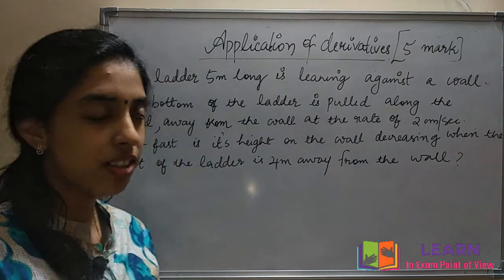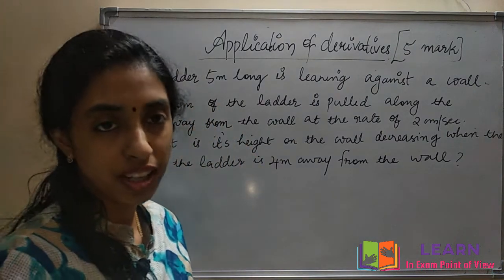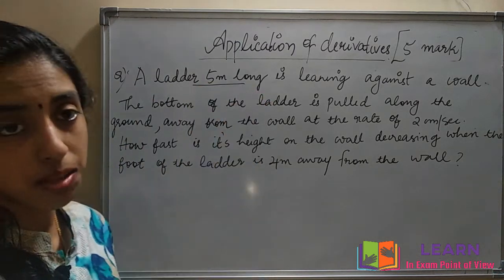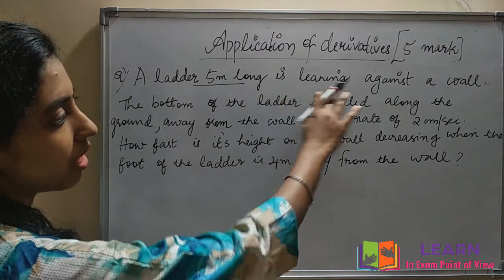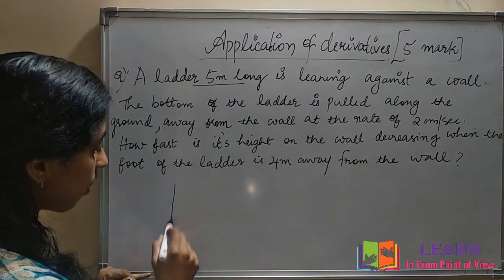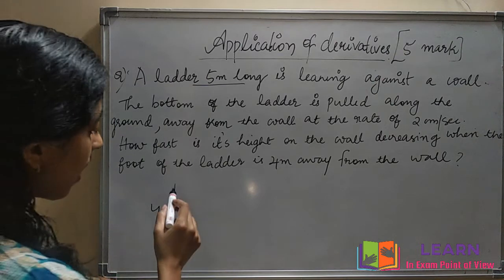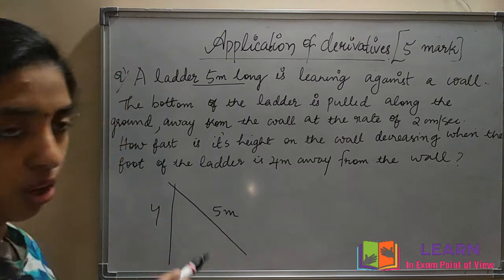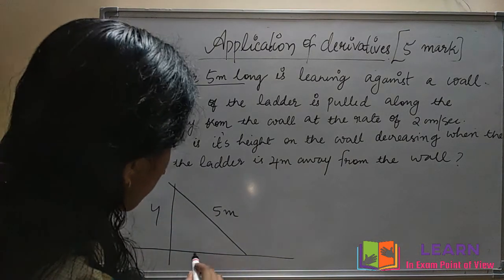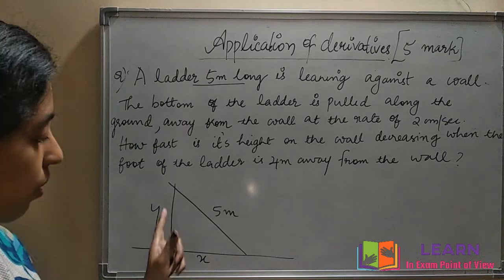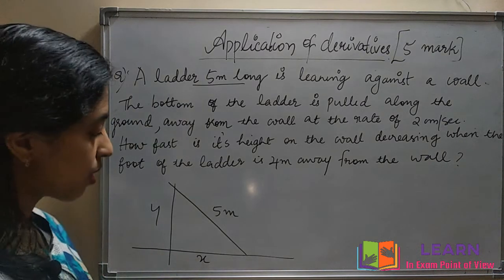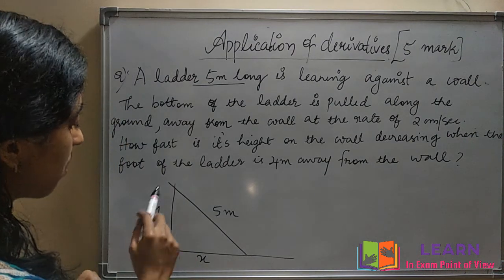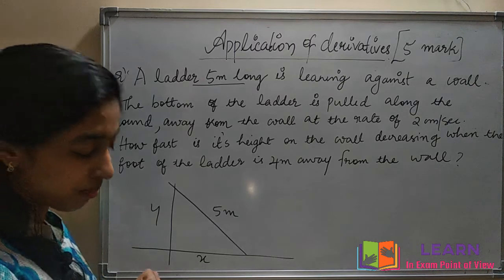The next question we have to read very carefully. Here a 5 meter long ladder is leaning against a wall. So there will be a wall, we can denote its height as y. Against the wall a ladder is leaning, that is 5 meter long. Then there will be a base, we can put it as x. So now we got a right angle triangle. We can apply the Pythagoras theorem: x square plus y square equal to 5 square.